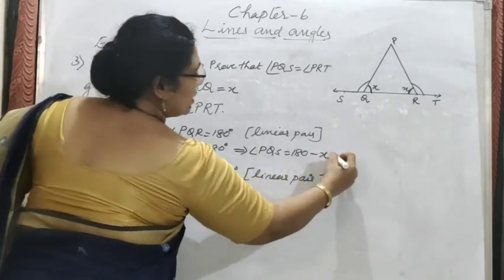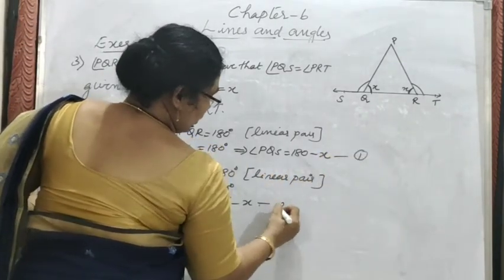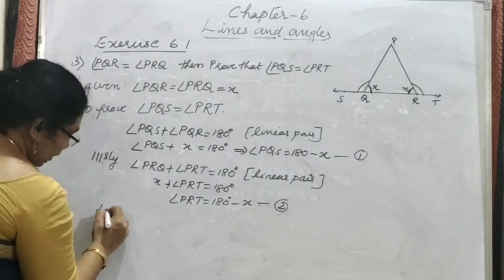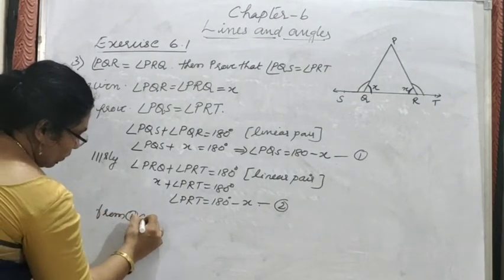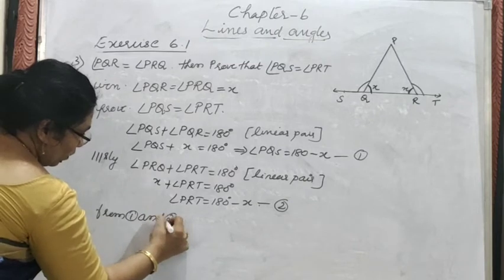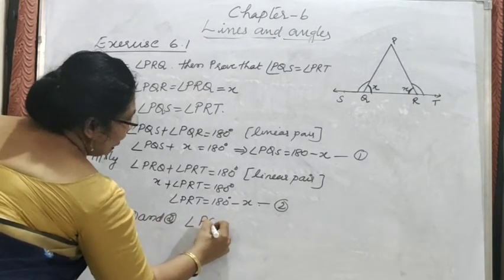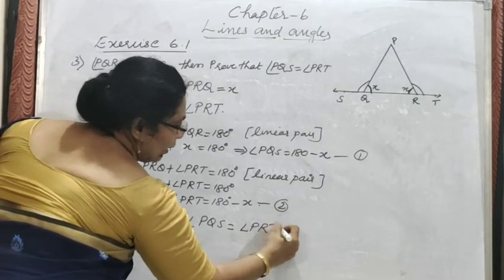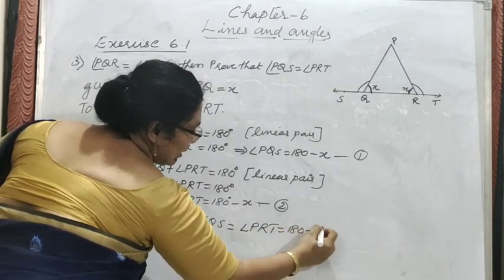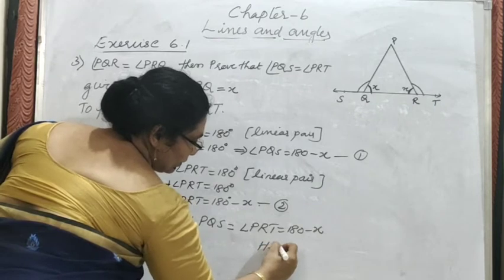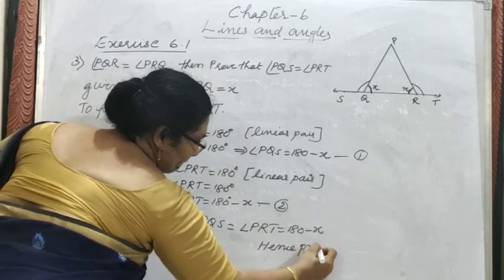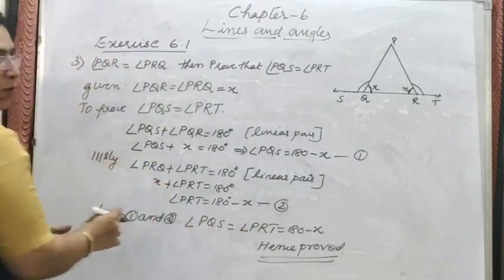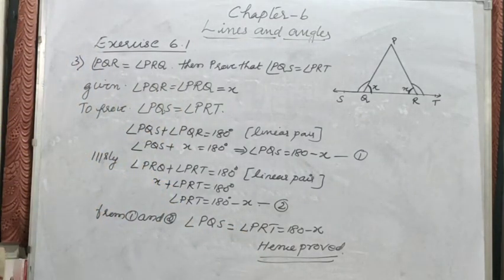So if this is equation 1 and this is equation 2, both are equal to the same thing only. So from 1 and 2, what we can write, angle PQS equal to angle PRT equal to 180 minus x, hence proved. We have to prove that these two angles are equal. We got that also. Simple proof only it is.